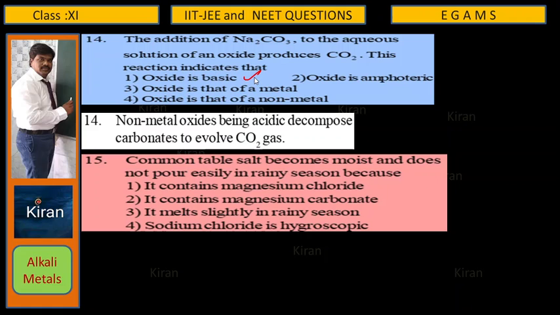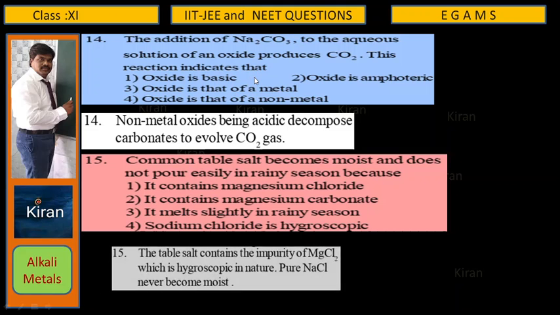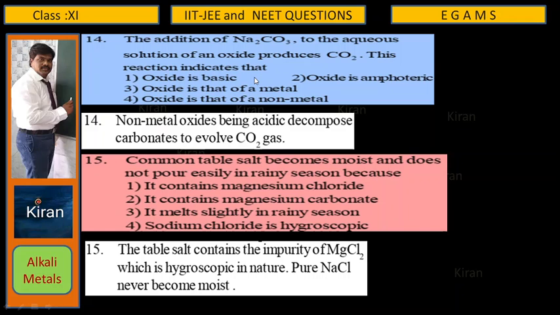Common table salt, sodium chloride, becomes moist and does not pour easily in the rainy season because the table salt contains the impurity of magnesium chloride, which is hygroscopic in nature. Pure NaCl never becomes moist.